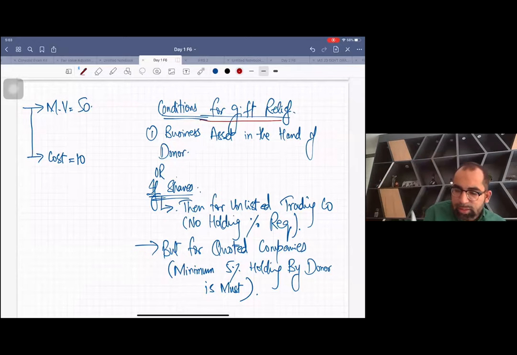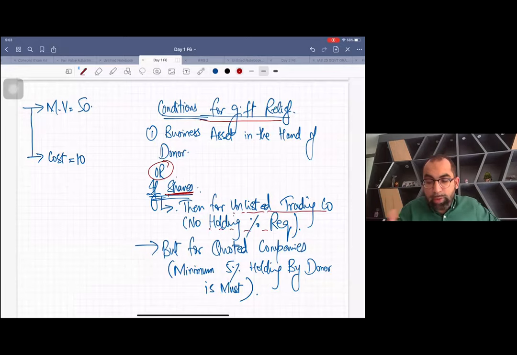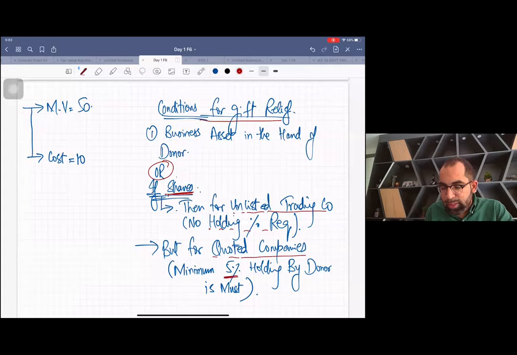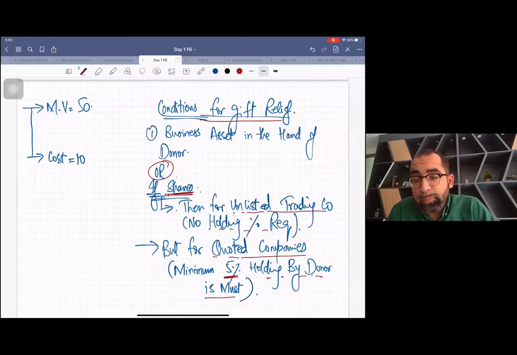Okay. The second area is shares. If dad is giving shares, then if it is an unlisted, unquoted company's shares, then no holding percentage is required. But if it is for quoted company's shares, 5% holding by the donor is a must. 5% holding by the donor is a must.